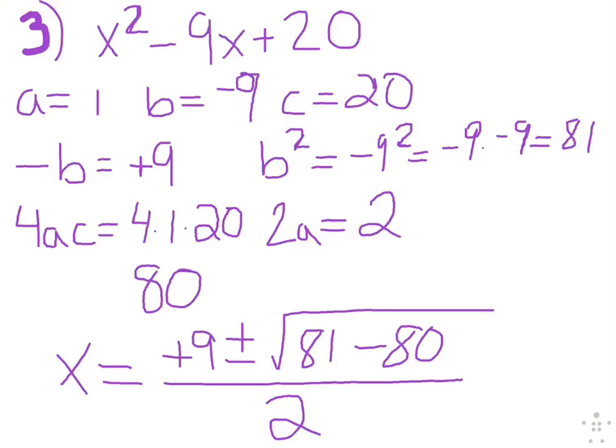What would be the next thing that I could do to simplify this? What looks like the easiest thing to simplify? The square root part. Okay, so what is 81 minus 80? 1. And what times what is 1? 1. So the square root of 1 is 1. So this, in fact, guys, this is what we've got. We've got 9 plus and minus 1 over 2.